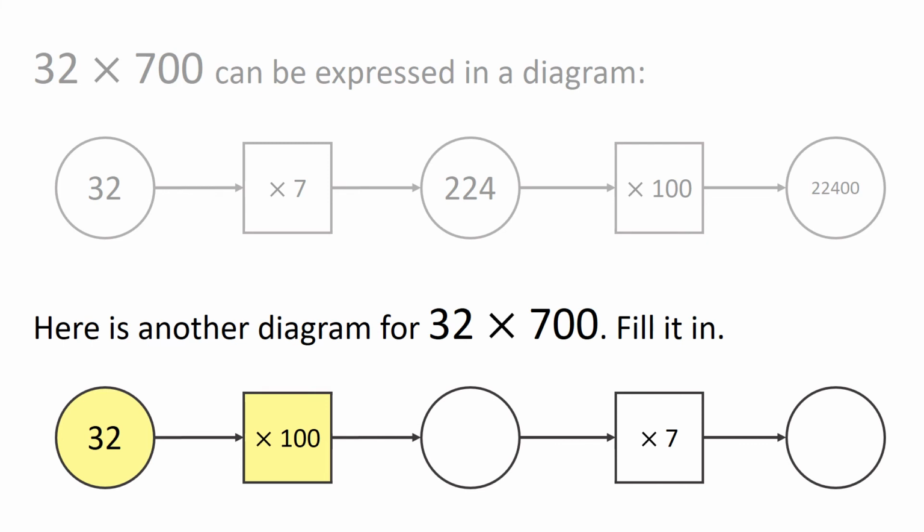So it's the same steps, if you like. We're timesing by 7, we're timesing by 100, but multiplication is what we would call commutative. We could do it in any order we want. So for example, 2 times 5 is 10, 5 times 2 is 10. So we can play about with the order and still get the same answer. So 32 times 100 would be 3,200, and 3,200 times the 7 makes the 22,400.